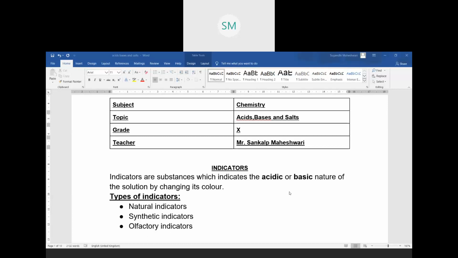Let's just begin today's class with a quote: your success is dependent on your dedication. How much you dedicate yourself is how much you're going to achieve. So without wasting any time further, let's start with the chapter Acids, Bases and Salts.